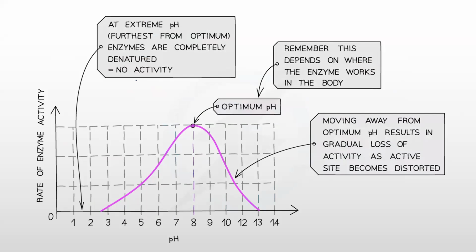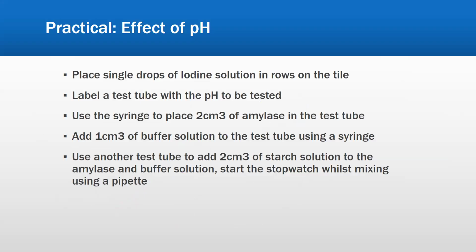So the optimum pH is where it works best. But after that it decreases because the enzyme has denatured and won't fit again. Okay, and what has happened beyond optimum pH? The enzyme has denatured, so they won't fit again, so it won't work. Exactly.